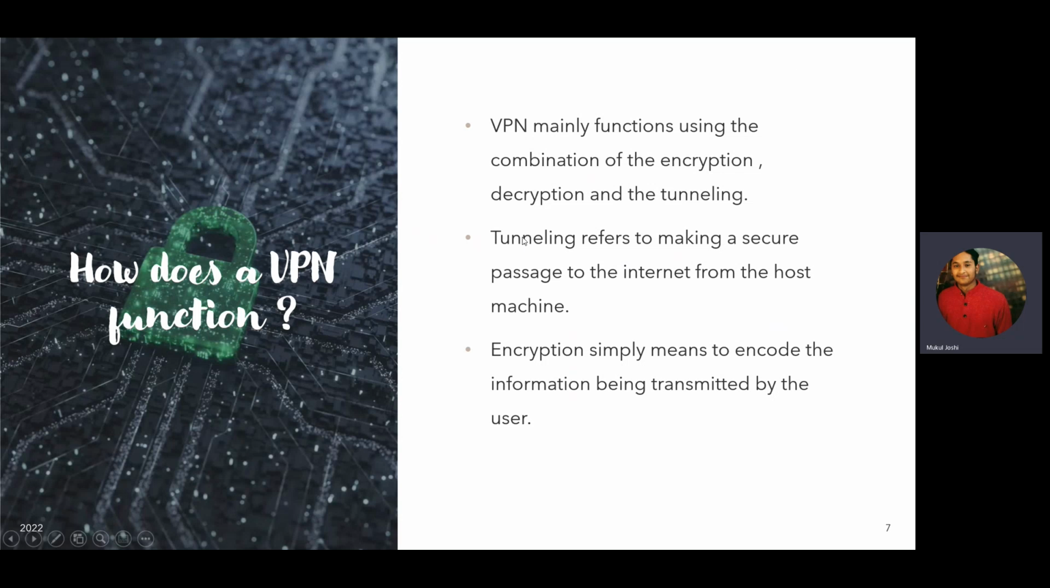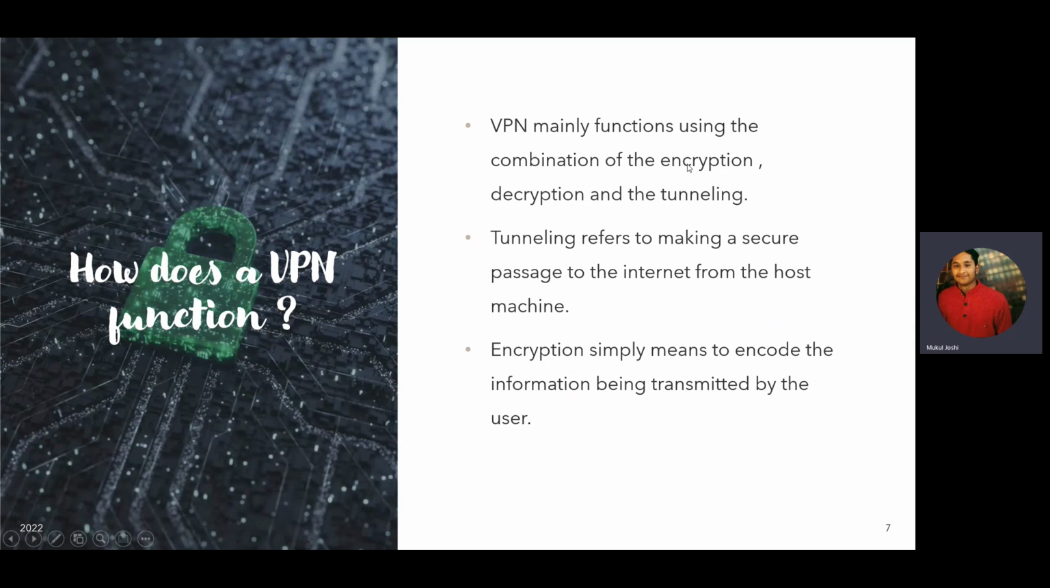Basically, tunneling refers to making a secure passage to the internet from the host machine. So let's say there's a host A and a host B. The tunnel needs to be established in order to have the VPN connection working. Okay, that's basically tunneling. Encryption simply means to encode the information which is being transmitted by the user.